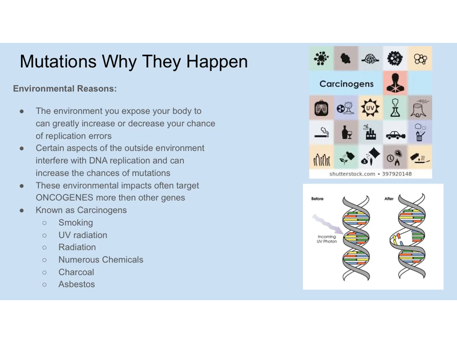So things like smoking, UV radiation, general radiation, numerous different chemicals, charcoal, asbestos. What these environmental impacts do is they come into our body, get inside our cells, get inside our nucleus, and they basically screw up our ability to replicate our DNA. So the picture over here on the left, here's our normal DNA, and as it's replicating, if UV radiation comes in, it basically starts warping the DNA. So now when it replicates, it doesn't replicate properly, and then you have an increased chance of having an error.